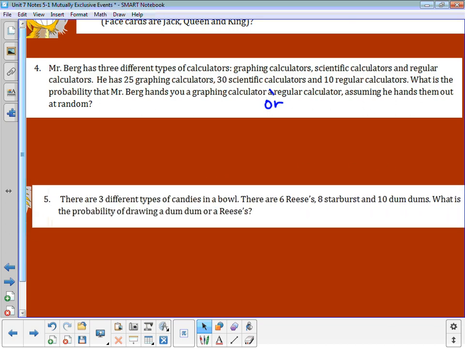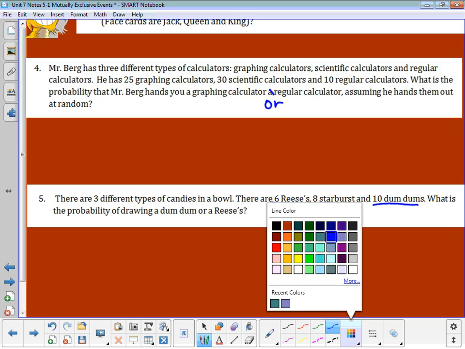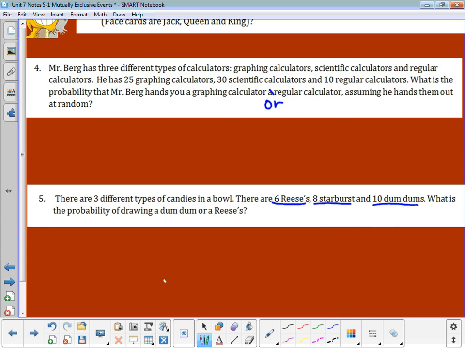Here is number 5. There are 3 different types of candies in a bowl. There are 6 Reese's, 8 Starbursts, and 10 Dum Dums. What is the probability of getting a Dum Dum or a Reese's? Let's figure out how many we have. We have 6 Reese's, 8 Starbursts, and 10 Dum Dums. That means we have a total of 24 candies. First I want to find the probability of getting a Dum Dum. There's that or, so I know I'm going to be adding. The probability of getting a Dum Dum is 10 out of 24.